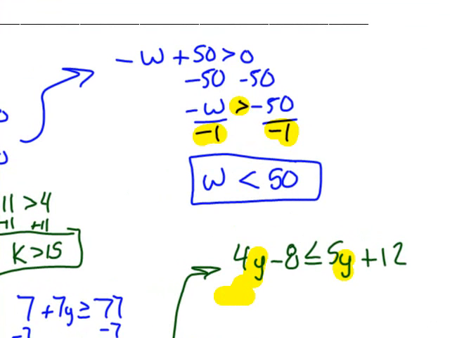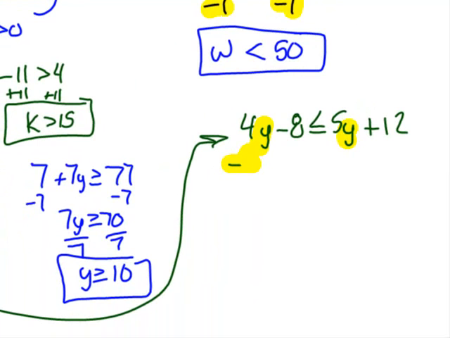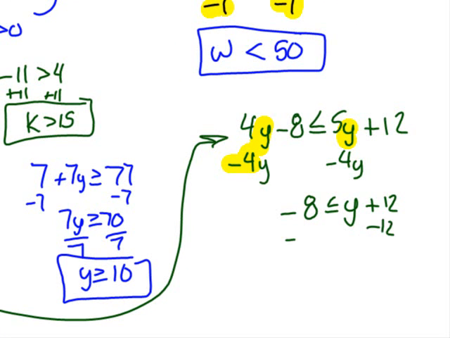Let's subtract 4y from both sides. Let's get a pen that writes instead of a highlighter here. 4y from both sides. That gives me negative 8 is less than or equal to 5y minus 4y is 1y plus 12. Now let's subtract 12 away. Get that y by itself. Negative 20 is less than or equal to y. You can leave your answer like this, but I'm going to turn mine around and say y is greater than or equal to negative 20.